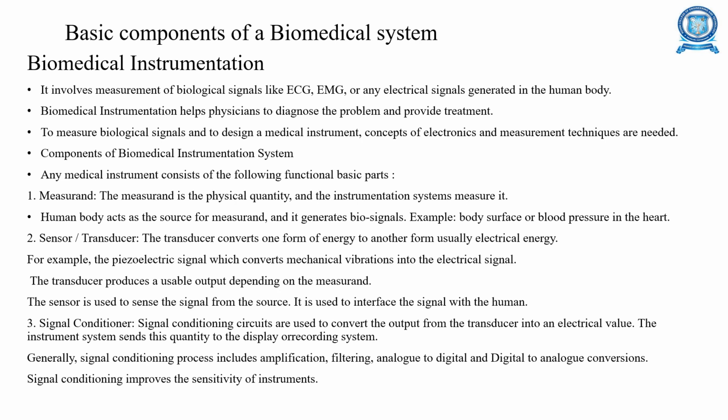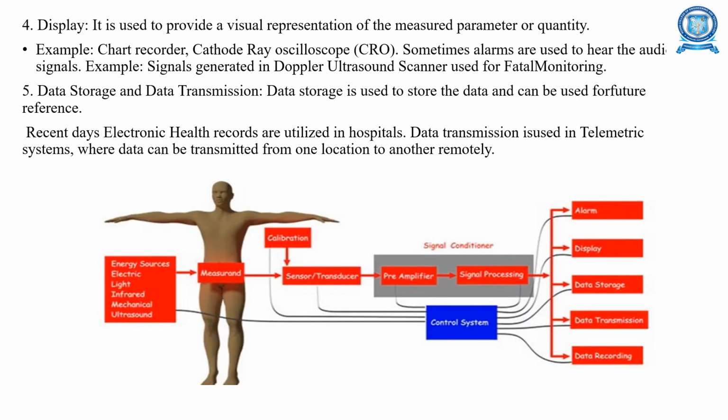The main components of a biomedical instrumentation system are measurement, sensor, signal conditioner, and display. First is the measurement. It is a physical quantity, and the instrumentation system measures it. The sensor is the transducer that converts one form of energy into another, and the signal conditioner is used to convert the output from the transducer into an electrical value. Next is the display. It is used to provide a visual representation of the measured parameter.